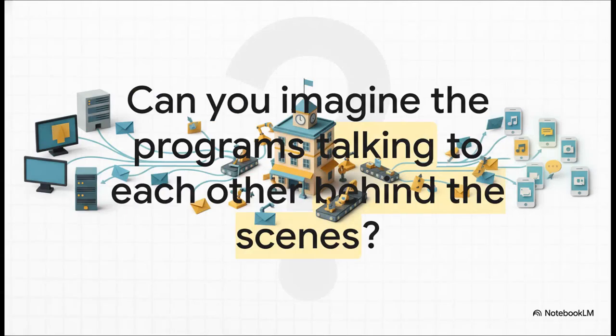So the next time you use an app and everything just works perfectly, you'll know the secret. It's probably thanks to a super smart helper, that digital post office, working tirelessly behind the scenes, making sure all the mail gets delivered.